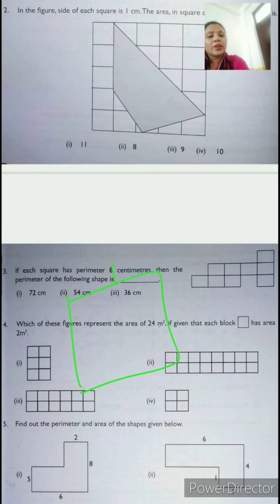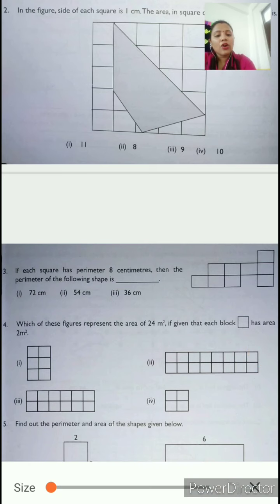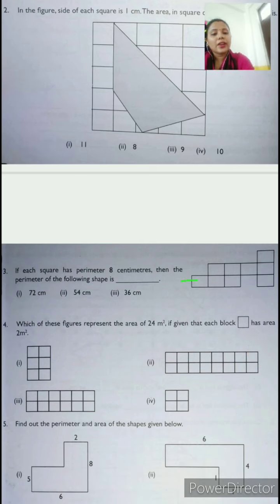2 plus 2 is 4, 4 plus 2 is 6, 6 plus 2 is 8. So the perimeter is 8 centimeters. So it means the side of the squares is 2 centimeters. Okay, all the squares' sides are 2 centimeters. Now you have to find out the perimeter of this shape.